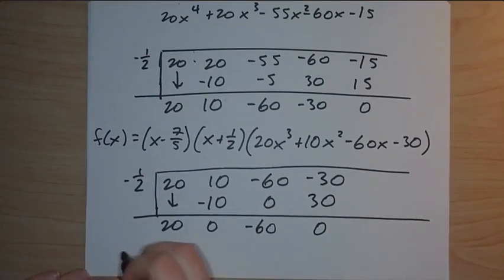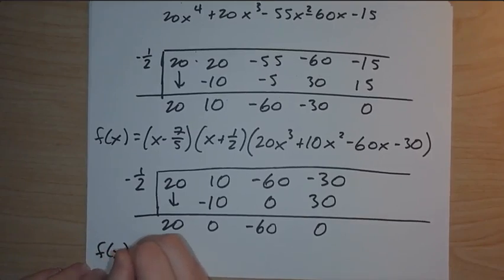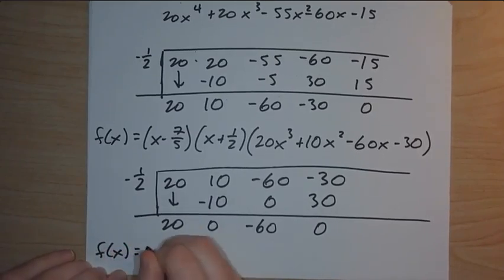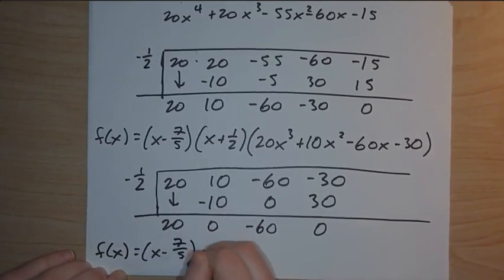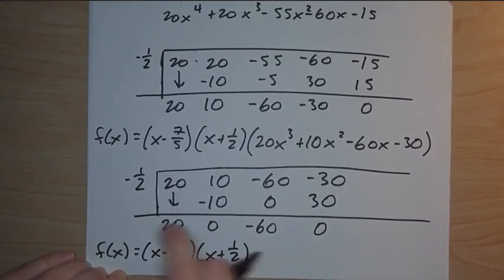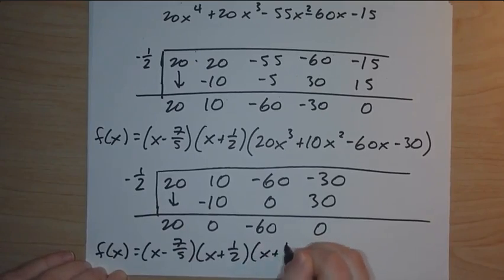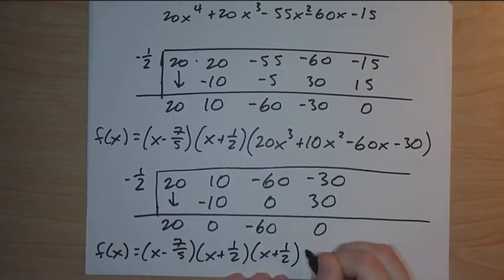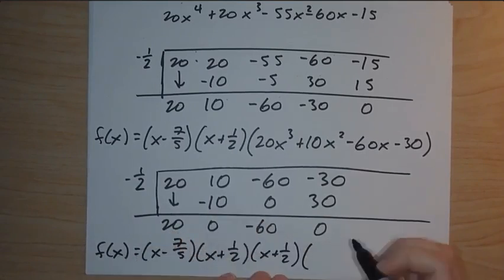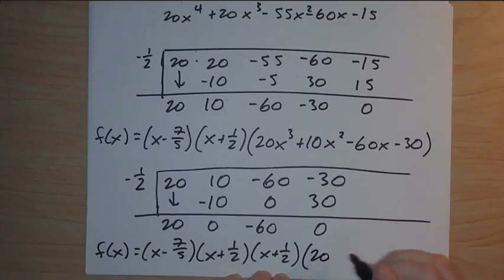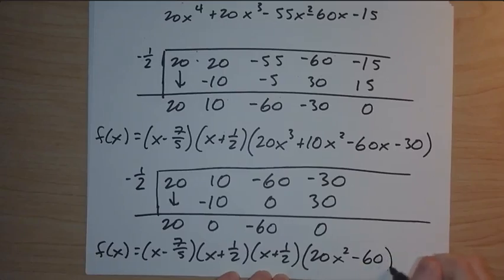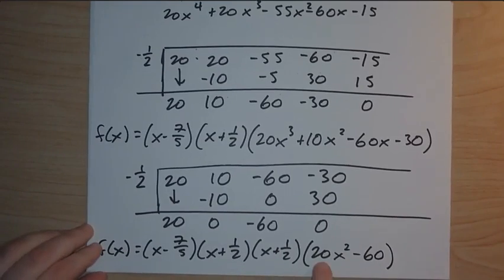So we can actually rewrite f of x, just keeping track of what we've done so far, as x minus 7/5, x plus 1/2, and then we took out another x plus 1/2, times 20x squared plus 0x minus 60. So this is one way, so we're rewriting this way. The only thing left to do is to factor out this last remaining portion.